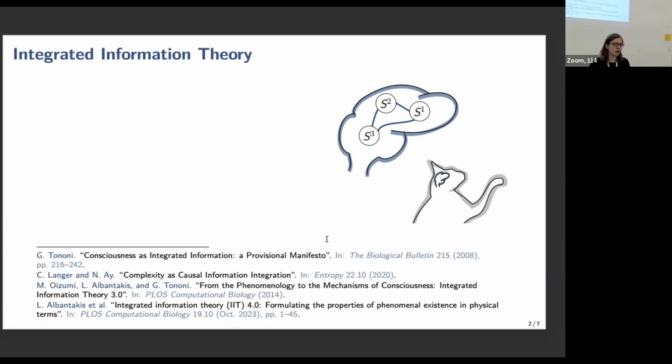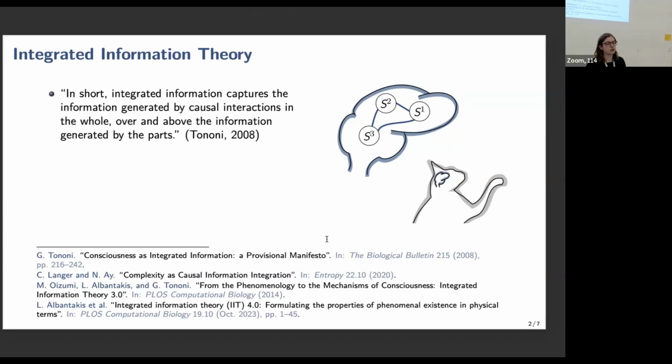Although there have been different versions of the integrated information theory, and last year IIT 4.0 was published, the key idea behind the measure stayed virtually the same. It's summarized here by Giulio Tononi in his provisional manifesto from 2008. In short, integrated information captures the information generated by causal interactions in the whole over and above the information generated by the parts. So the idea is that we take a system, we cut it into parts, and then we calculate the difference between the whole system and the partitioned one. This is the whole being more than the sum of its parts that we saw this morning in Nihat's talk.